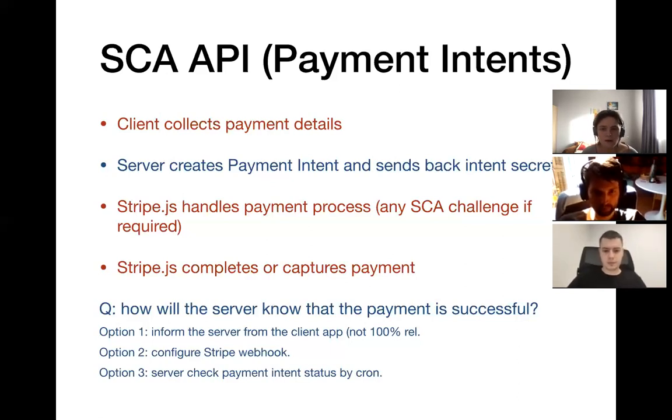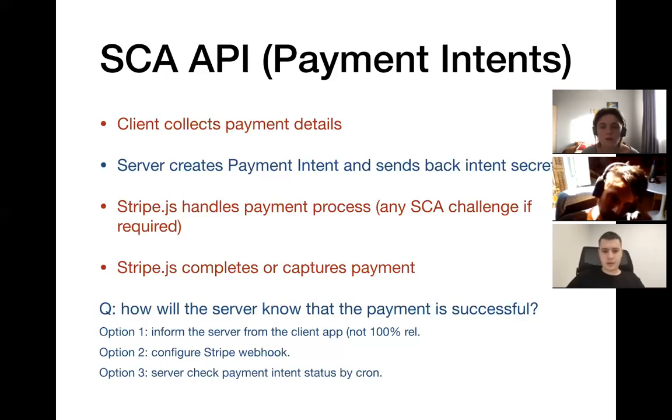So we are in a situation when, for some reason, payment can be successful, but our backend will not be notified because it's not the backend that finalizes the payment. So the question here is, how will the server know that payment is successful if payment was processed and finalized on the front end? So the first obvious option is to inform the server from the client application.